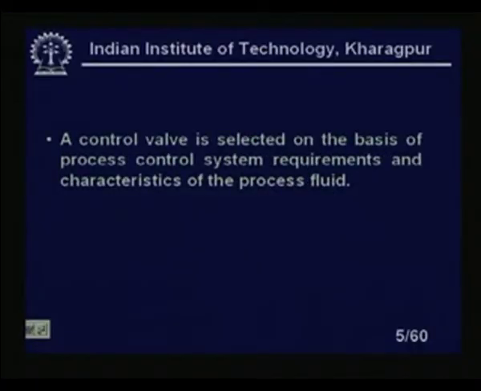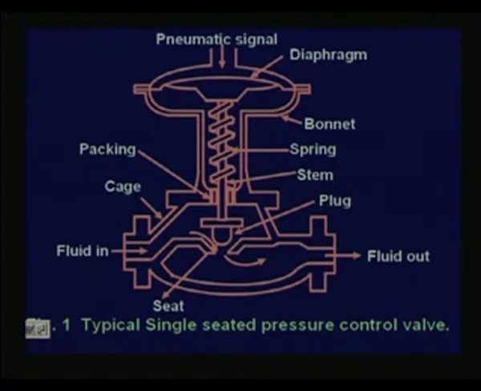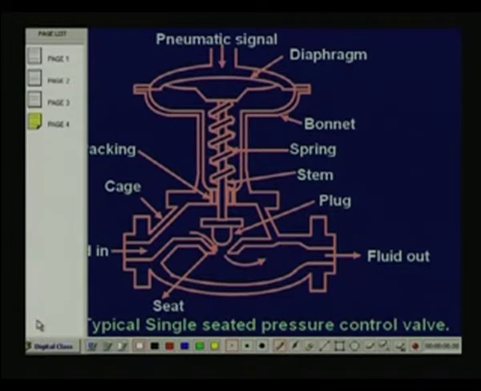A control valve is selected on the basis of the process control system requirements and the characteristics of the process fluid, right. There are different types of control system requirements. First of all, you have to look at the process fluid, what type of fluid it is, whether it is a clean fluid, a dirty fluid, or a very highly viscous fluid. All these considerations you have to keep in mind to choose a control valve, or control valve characteristics I should say. Now you see, this is a basic control valve.